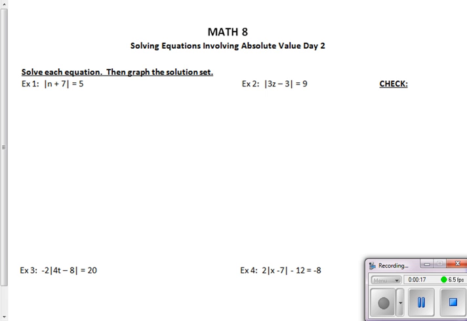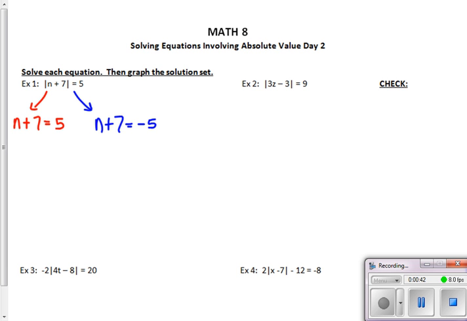Example 1, much like yesterday, what you need to do is get rid of those absolute value signs. So you need to come up with two case equations, the positive and negative aspect of it. So I've read the absolute value sign, I rewrote the equation, n plus 7 equals 5. There's the positive aspect. The negative aspect, we have n plus 7 equals negative 5. Both equations, you need to get n alone.